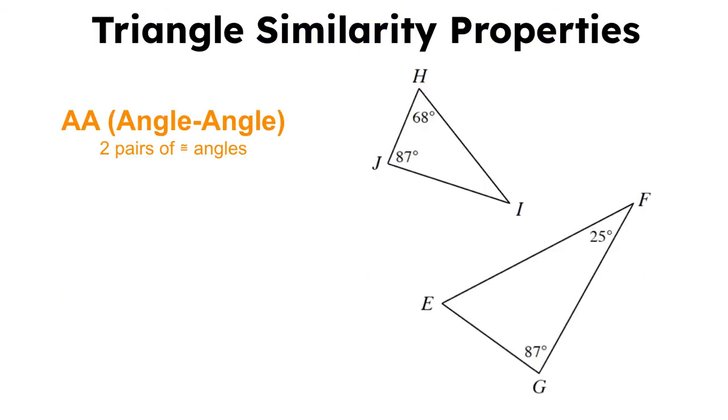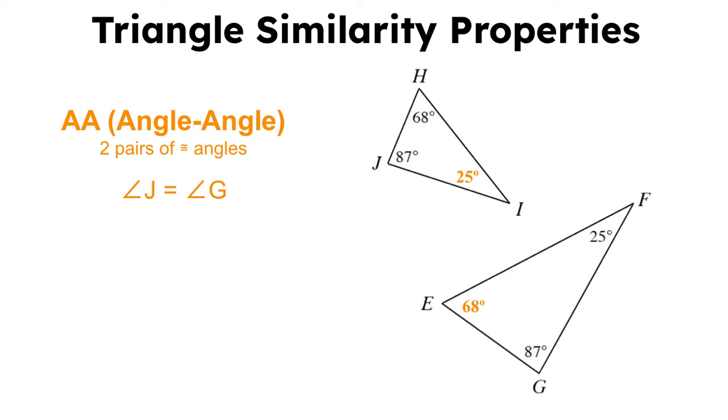So the first triangle similarity property is called angle, angle. We abbreviate it AA, and it just means that you have two pairs of congruent angles. So you can see if we compare these two triangles, angle G and angle J are congruent to each other. They're both 87 degrees. But one pair of angles isn't enough. We actually need two pairs of angles to say that they really are similar to each other.